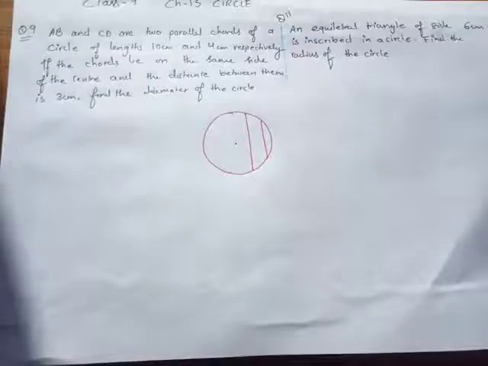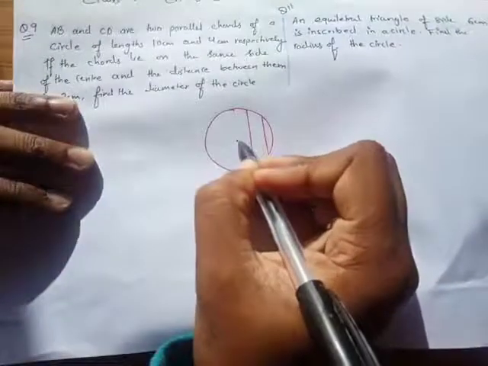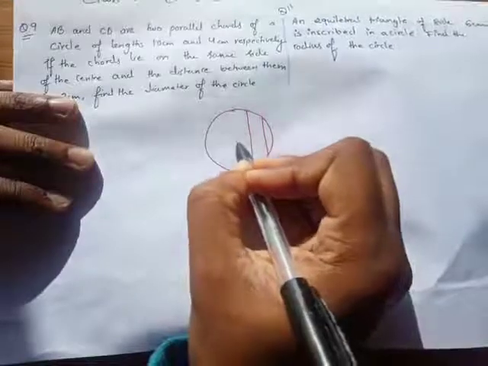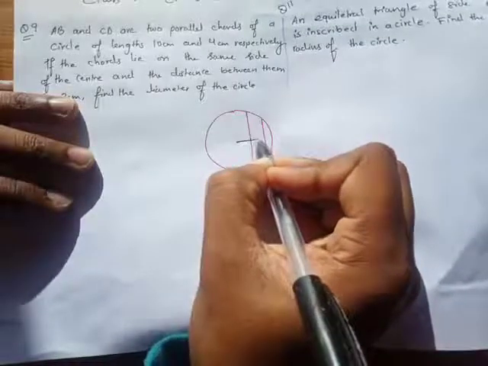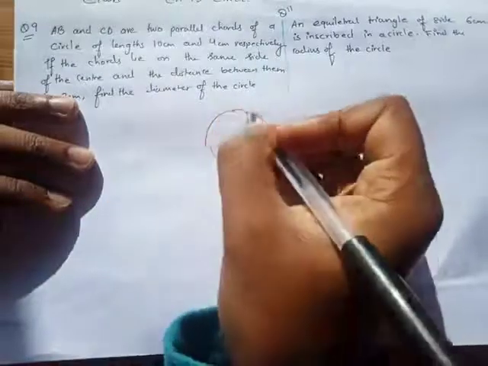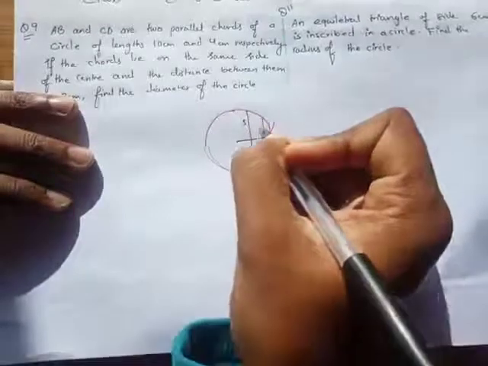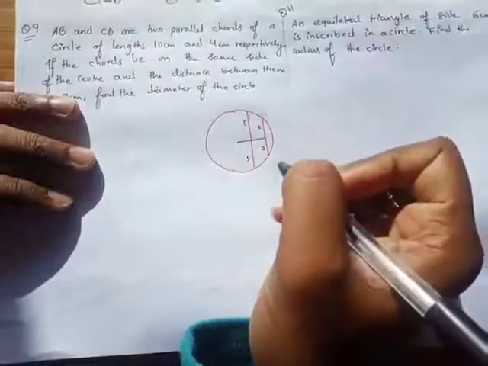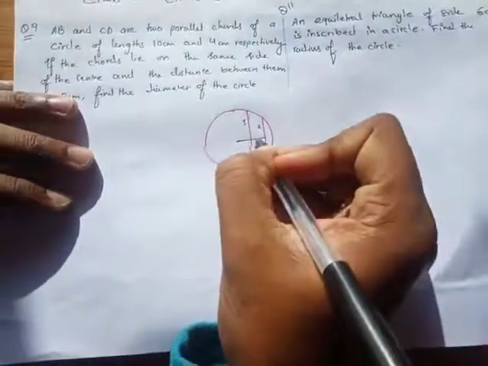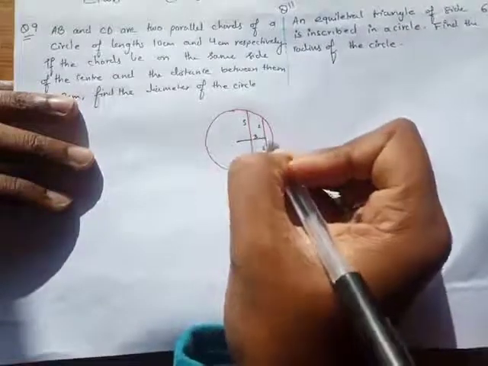Now I have taught you one of the theorems: if a line passes through the center and cuts the two chords, it divides the chords into two equal halves. So what I'm trying to say is this part is going to be 5, this is going to be 5, this is going to be 2, this is going to be 2. And this is 3 centimeter, the distance between the two chords.